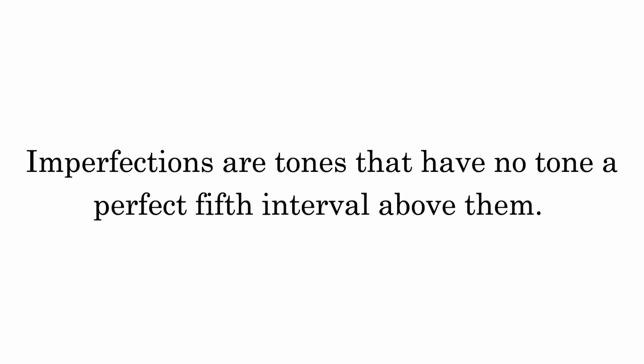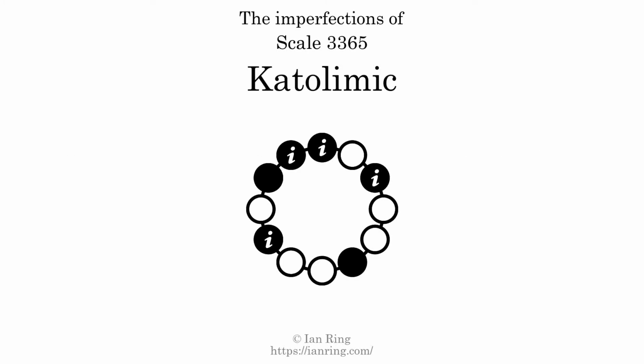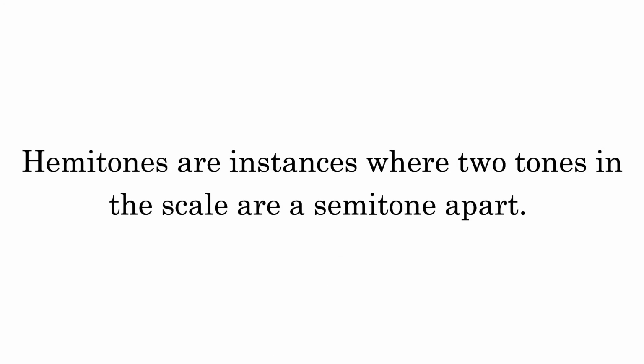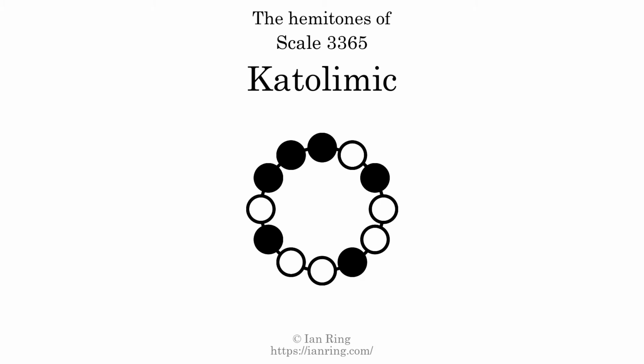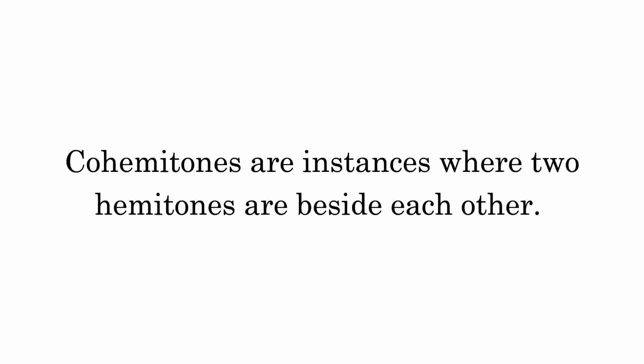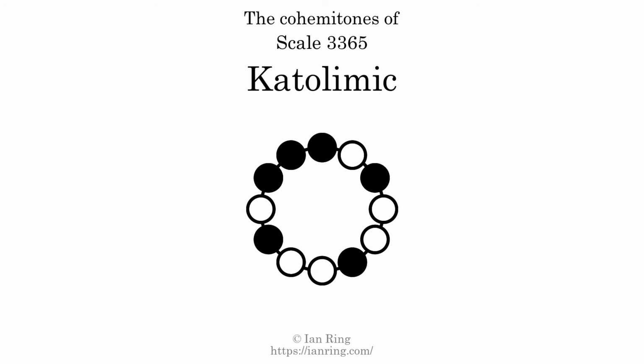Imperfections are tones that have no tone a perfect fifth interval above them. This scale has 4 imperfections. They are at positions here, here, here, and here. Hemitones are instances where 2 tones in the scale are a semitone apart. This scale has 2 hemitones. They are at positions here and here. Cohemitones are instances where 2 hemitones are beside each other. This scale has 1 cohemitone.